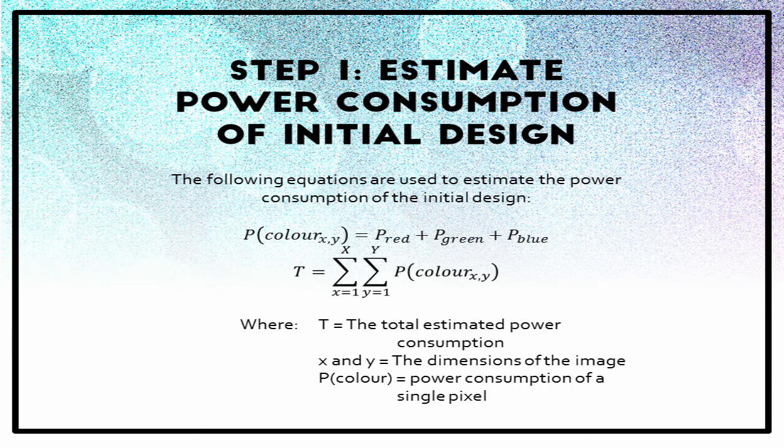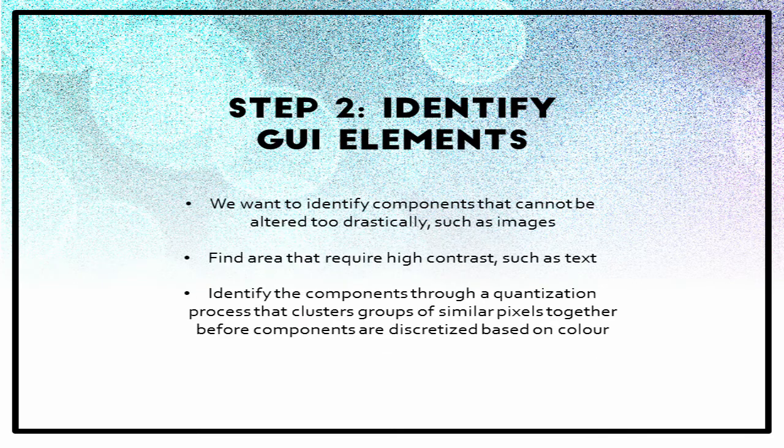Like the previous algorithm, we consider the RGB values of a given pixel. We then take the sum of all the RGB values for every pixel in the image, as illustrated by the following equation. Next, we identify GUI elements on the screen. Specifically, we want to identify the components that cannot be altered too drastically, such as images, or components that require a lot of contrast, like text.